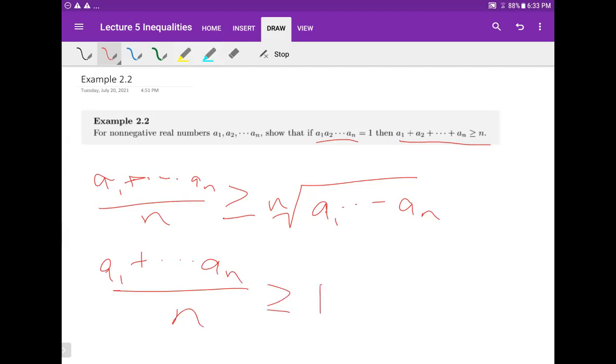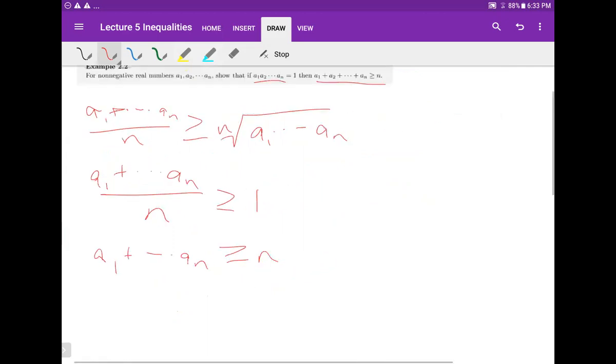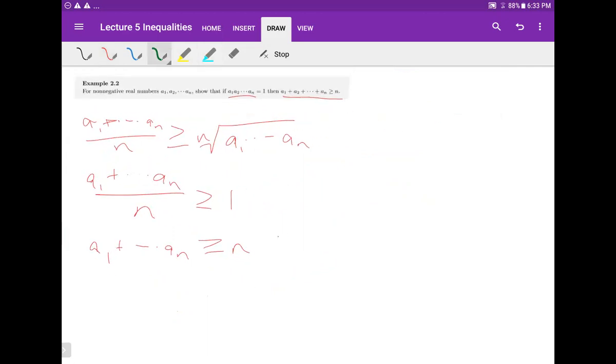And then if we multiply both sides by n, n is clearly positive, right? So we don't have to flip the sign. And then we have a sub 1 plus through a sub n is greater than or equal to n. And we notice that's exactly what the problem wanted us to show, right? So we're done with this problem. And here we just see a very basic example of the application of the AMGM inequality.